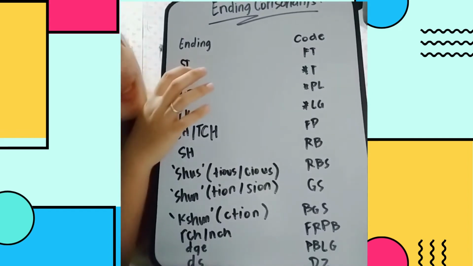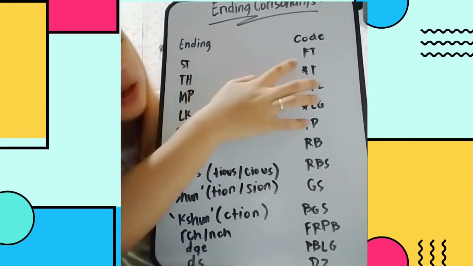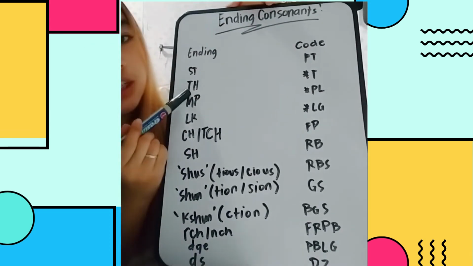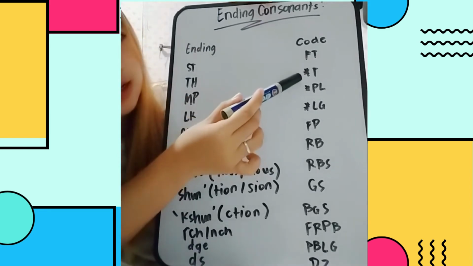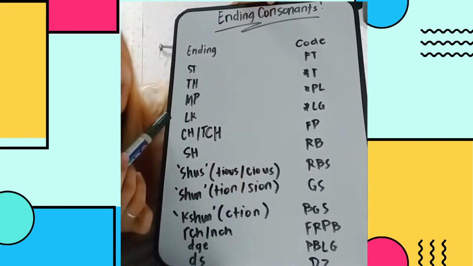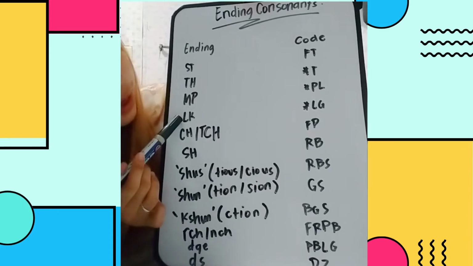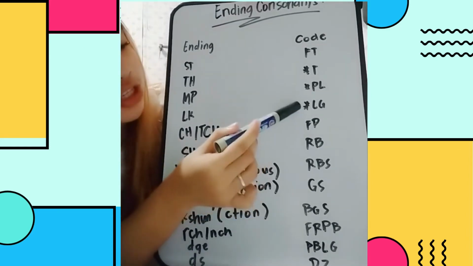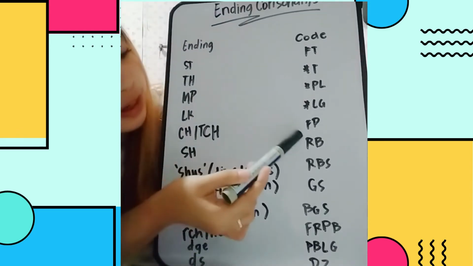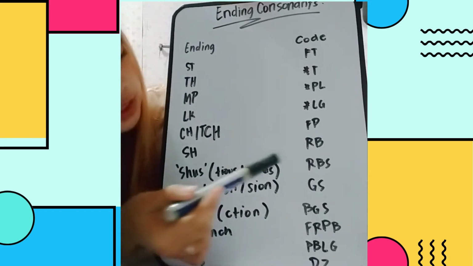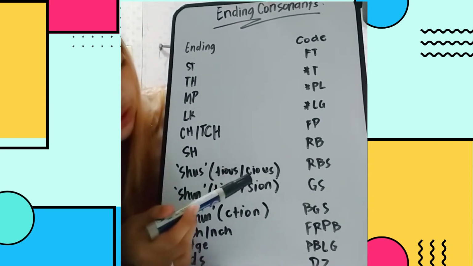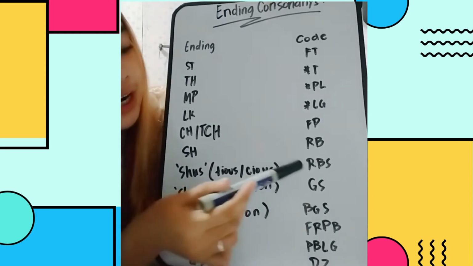The word ending ST represents FT, and the word TH represents asterisk T, and the ending word MP represents asterisk PL, and the ending word LK represents asterisk LG. The CH or TCH ending word represents FP, and the SH word represents RB. The SHUS or TIOUS or CIOUS ending word represents RBS.